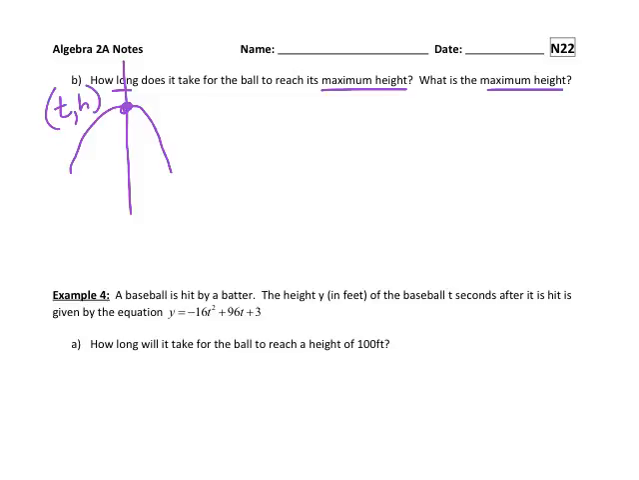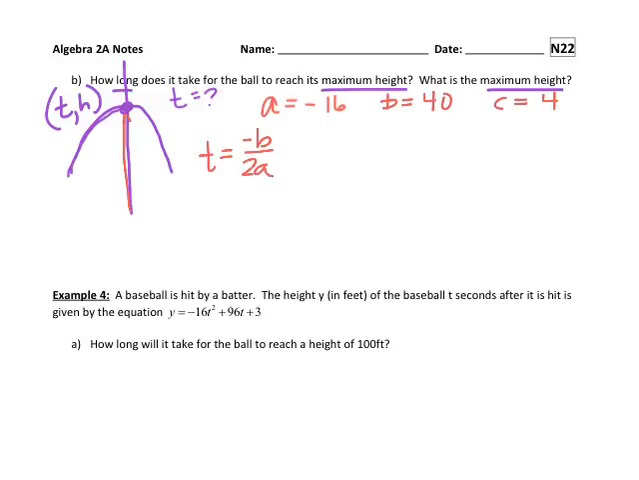So we need to find out how long it takes. We're looking for time. How long does it take to travel up this curve to reach its maximum height? And then also, what is the maximum height? If we recall from the previous page, A was equal to negative 16, B is equal to 40, and C is equal to 4. And what we need to do is take our tool that we normally use to find the axis of symmetry, and that's going to give us our x value, which is actually our t value.